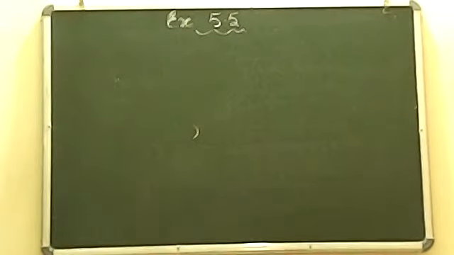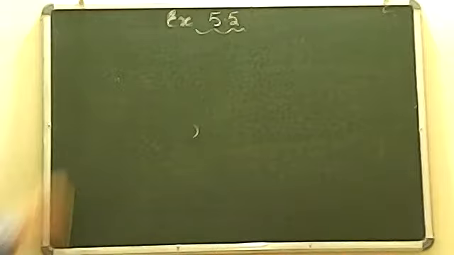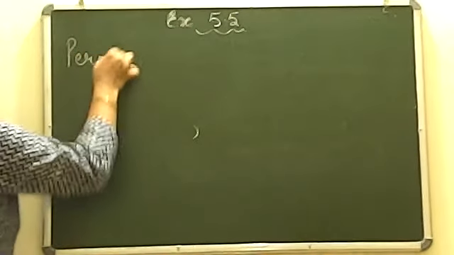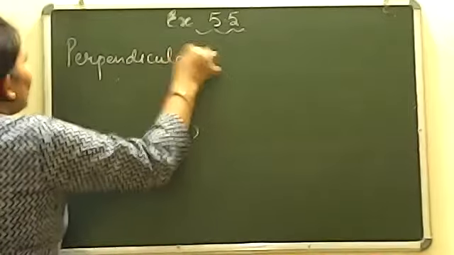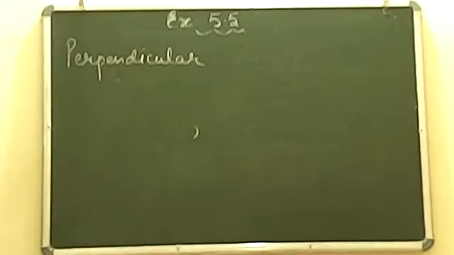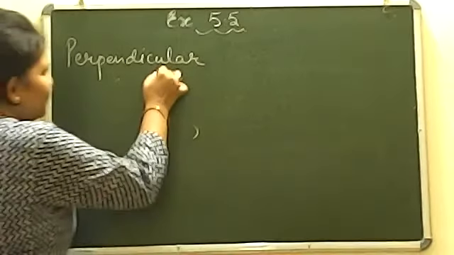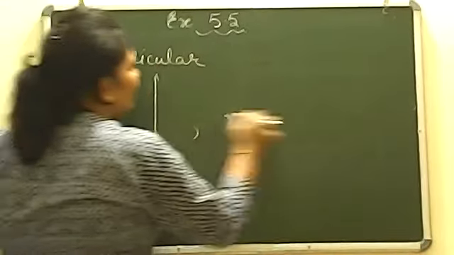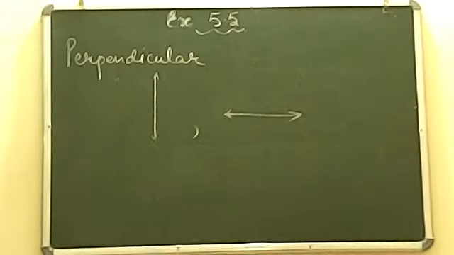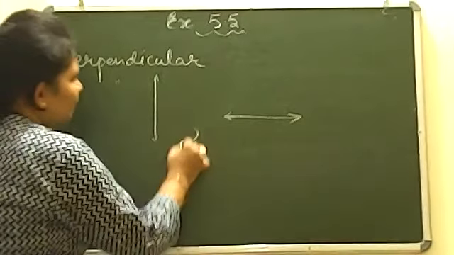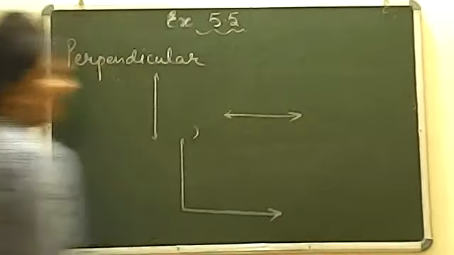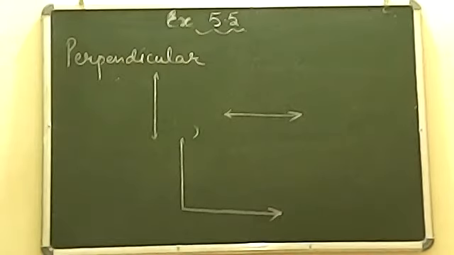First of all, I want to tell you about perpendicular lines. The first topic I want to teach you is perpendicular lines. Always remember, I'm talking about two lines. The lines which always make a 90-degree angle between them are known as perpendicular lines. Suppose this is one line and another line is this. When you join them and they make a 90-degree angle between them, they are known as perpendicular lines.